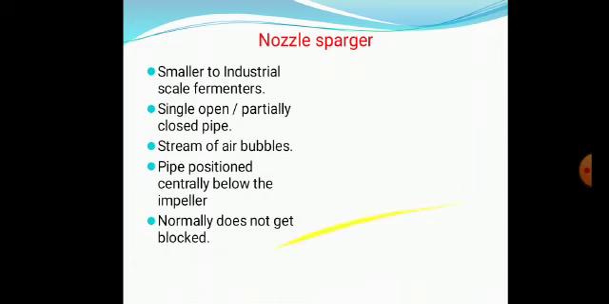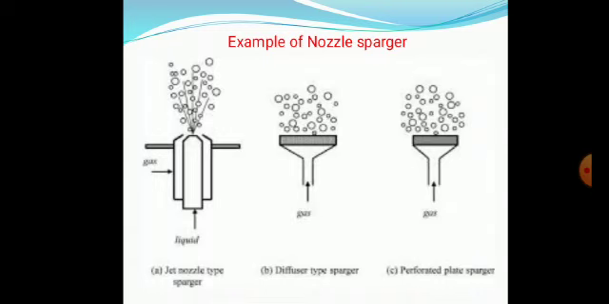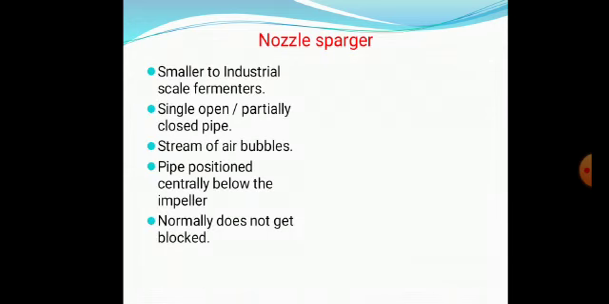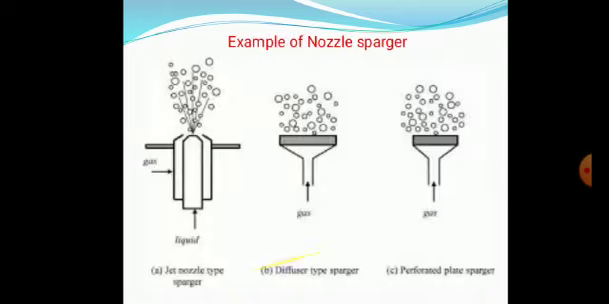In the diagram, the left hand side diagram, not those two, all three comparisons have been put. The first one, the left hand side, is called nozzle sparger, wherein the bubbles are forced into the fermenter. This is also positioned centrally below the impeller, and because of its nature it doesn't get blocked at all. That is why it is used for large scale fermentation, because with such pressure the air comes out, and no media will enter into the pipe or into the hole.